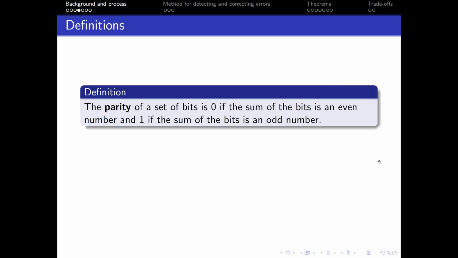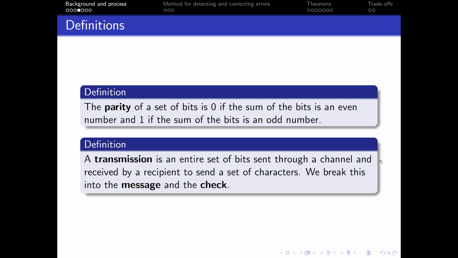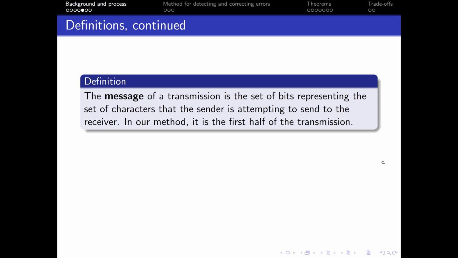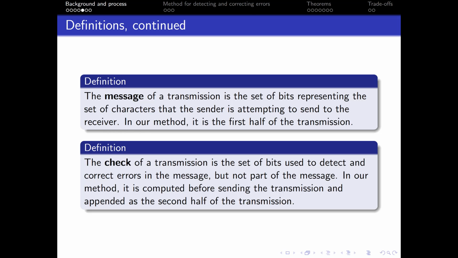Here are some definitions. The parity of a set of bits is 0 if the sum of the bits is an even number, and 1 if the sum of the bits is an odd number. A transmission is an entire set of bits sent through the channel and received by a recipient. We break this into the message and the check. The message of the transmission is a set of bits representing the set of characters that the sender is attempting to send to the receiver. In our method, it's the first half of the transmission. The check of the transmission is a set of bits used to detect and correct errors in the message, but it's not part of the original message. In our method, it's computed before sending the transmission and appended as the second half of the transmission.